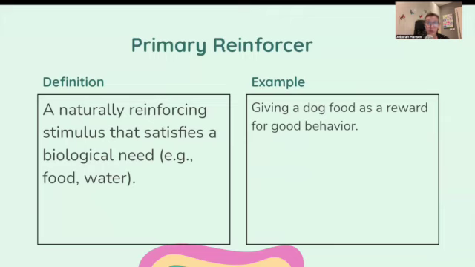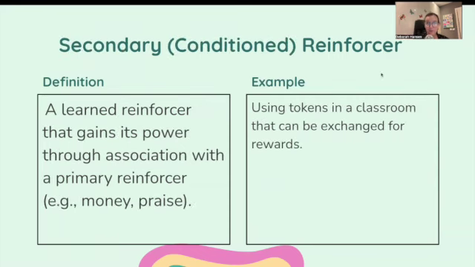Primary reinforcer, a naturally reinforcing stimulus that satisfies a biological need, for example, food or water. For example, giving a dog food as a reward for good behavior. Secondary conditioned reinforcer, a learned reinforcer that gains its power through association with a primary reinforcer, money, praise, those kinds of things, using tokens in a classroom that can be exchanged for rewards. I used to do this when I was teaching in elementary school.